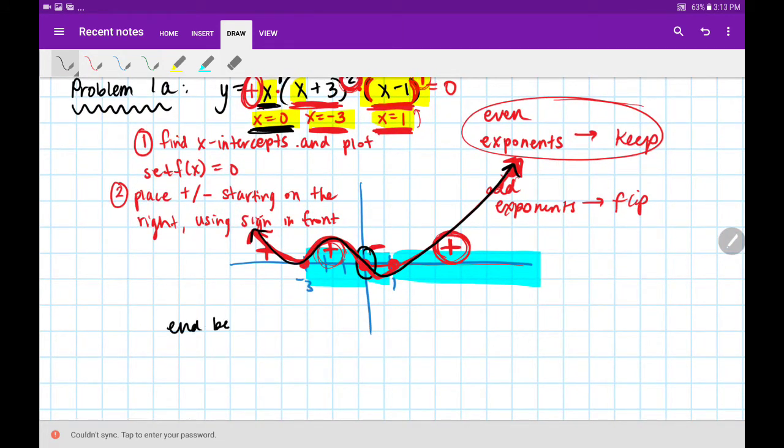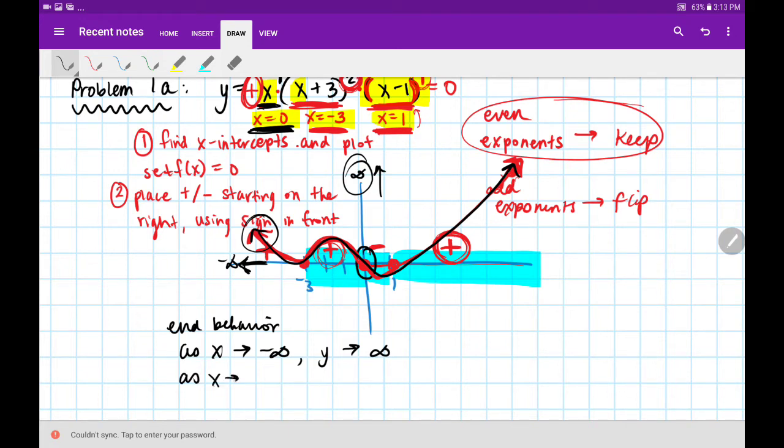So let's write as x approaches -infinity, that's these values here on the left. Is our graph going up or down? Well, since it's approaching positive, it's going in the upwards direction. We'll write y approaches positive infinity. It's going towards the positive y values.